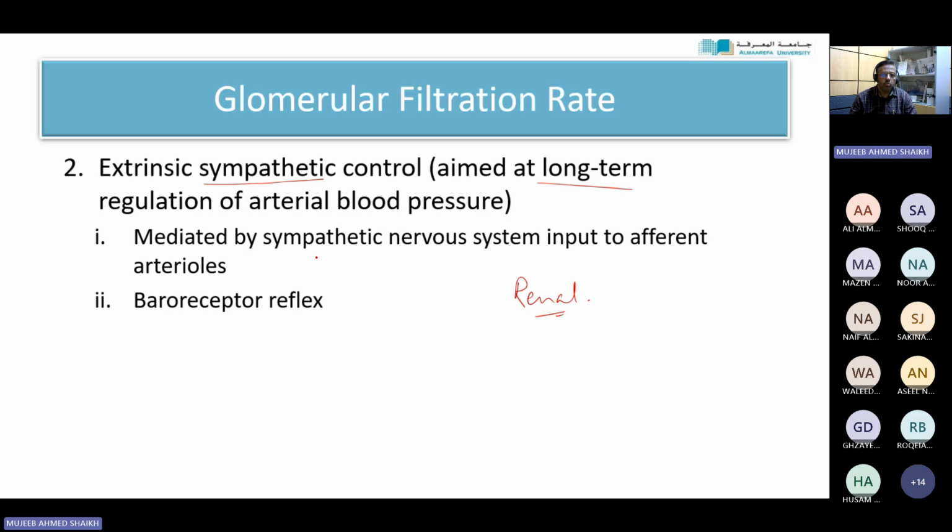The renal mechanism for control of blood pressure is nothing but the extrinsic sympathetic control. It is mediated through the sympathetic nerves supplying the afferent arteriole, which are responsible for detecting the pressure in the afferent arteriole. If the pressure is increased, the baroreceptor reflex mechanism will increase, and this will cause relaxation of the smooth muscle. So blood pressure will come back to normal.